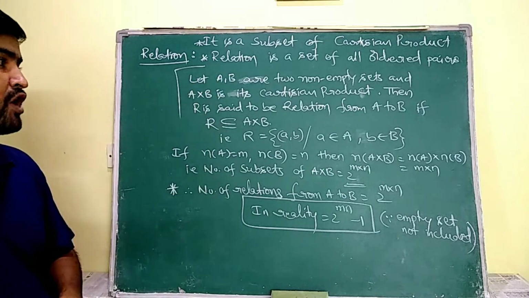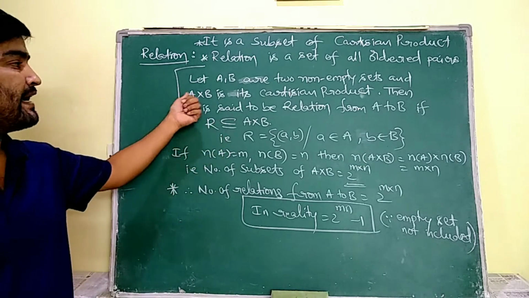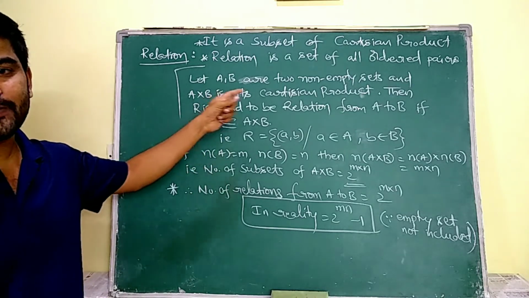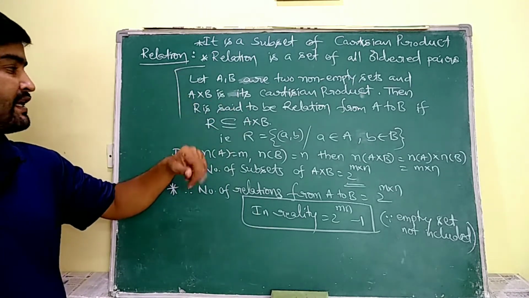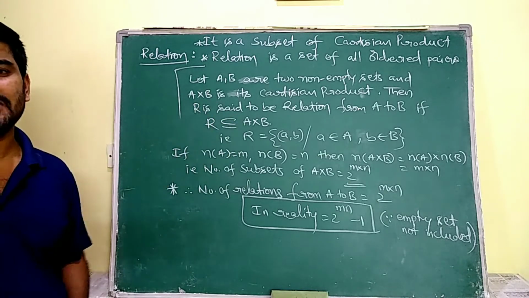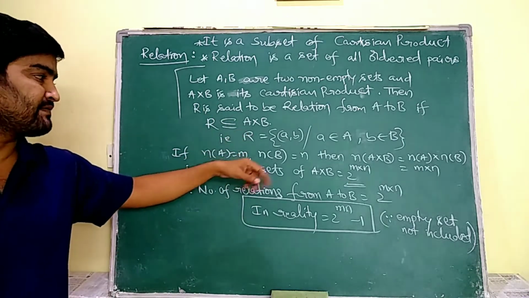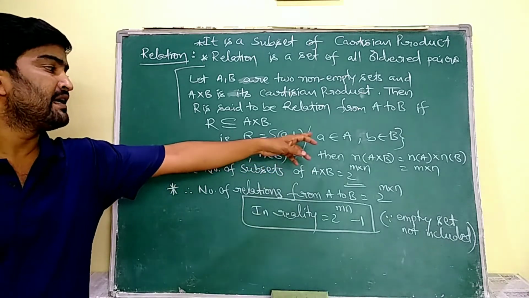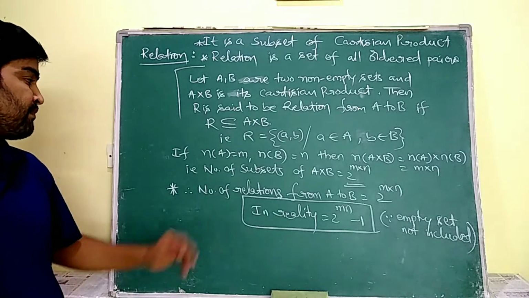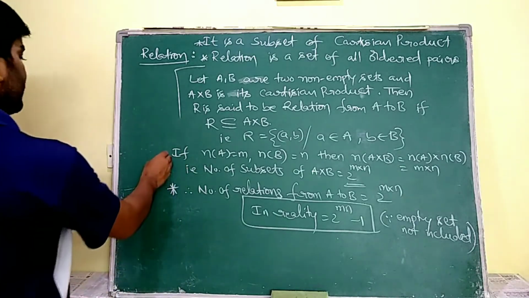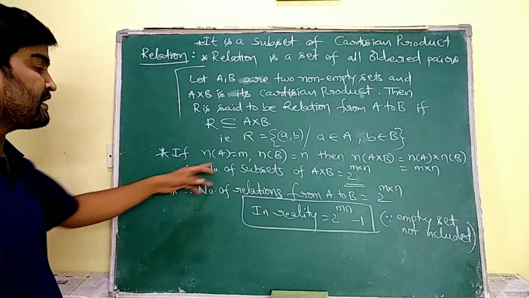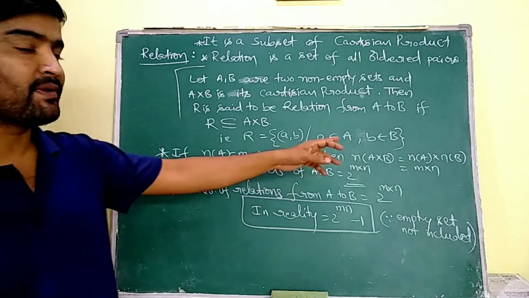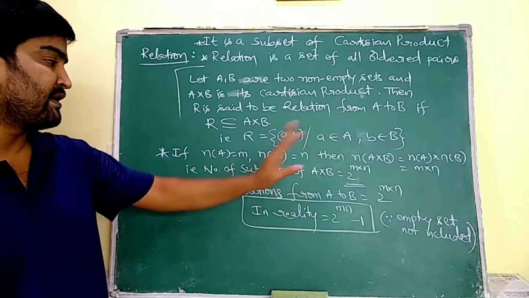So we are going to define the actual definition. Let A, B be two non-empty sets and A cross B its Cartesian product. Then R is said to be a relation from A to B if R is a subset of or equal to A cross B. That is, R is defined as the set of ordered pairs (a, b) such that a belongs to A and b belongs to B. These are very important bits. If n(A) is equal to m and n(B) is equal to n, then n(A cross B) is equal to n(A) into n(B), that is m into n.